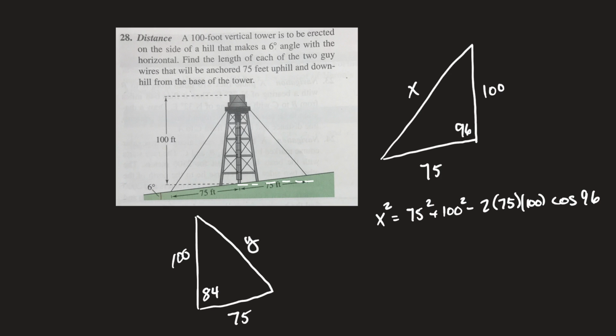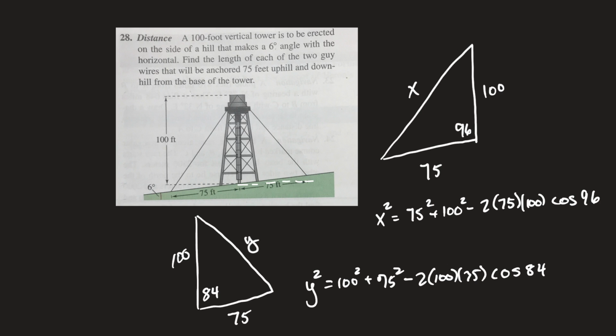Same thing for the bottom one. It's going to be the side I'm looking for squared is equal to the two sides added together squared minus 2 times the same two sides. This is how I memorize this step: just repeating this procedure each time I do the problem, and it makes a lot more sense the more I do it. Or it helps me to remember. And cosine of 84. At that point, I'm just going to plug it in my calculator.